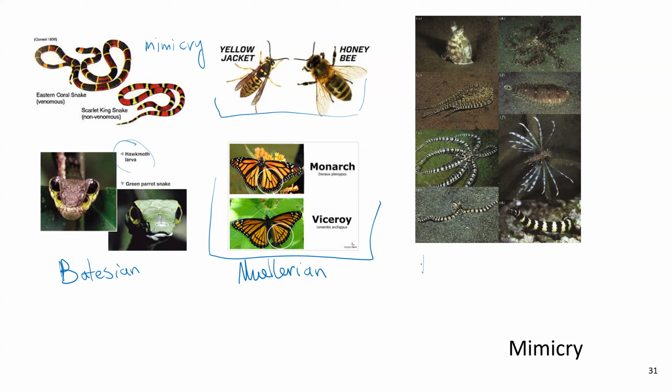Another one we talked about was behavioral mimicry. We looked at the mimic octopus, and it can make itself look like other organisms. So here it looks like a zebrafish. Here it looks like a snake. So mimicry can take a lot of different forms.